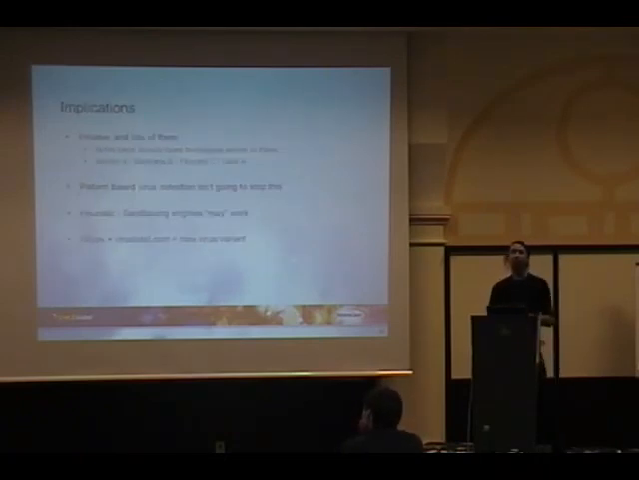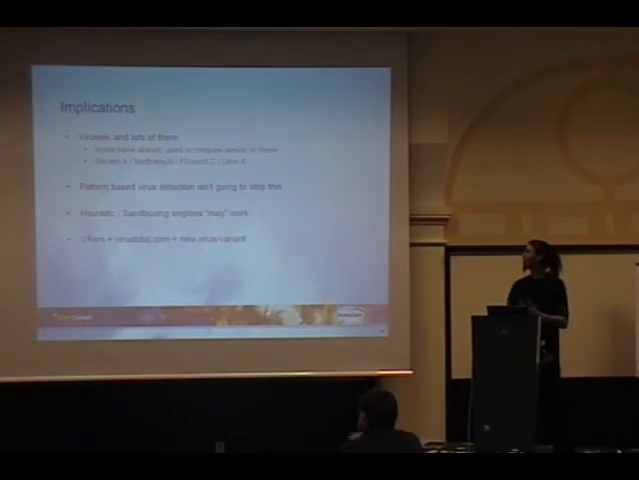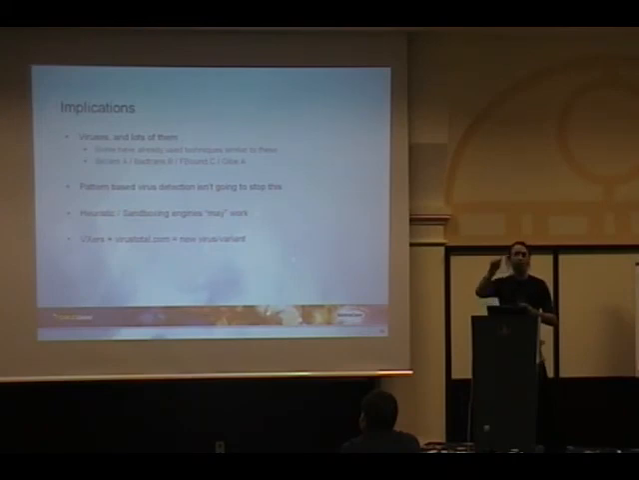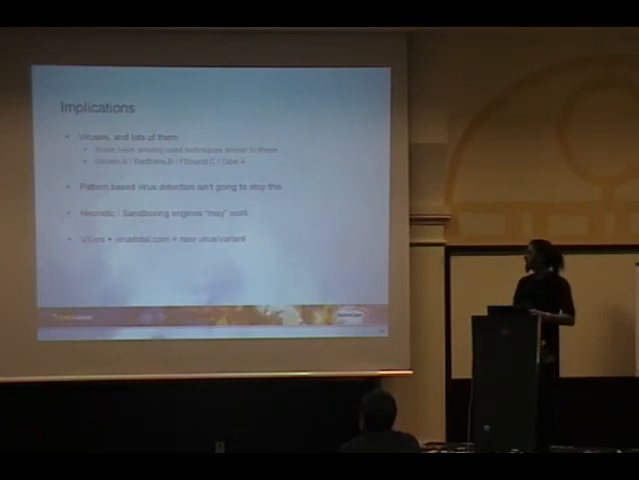So what are the implications for this? Well, viruses, and lots of them. There's already been some viruses using these techniques in the wild. Surcam, Badtrans, Jibe, some of them have had the multiple file name extension, like filename.doc.exe. So they're pretty basic transforms on those bad attachment file names. Pattern-based virus detection, we've already seen lots of great talks about why it doesn't work and why it's not going to stop this kind of thing.